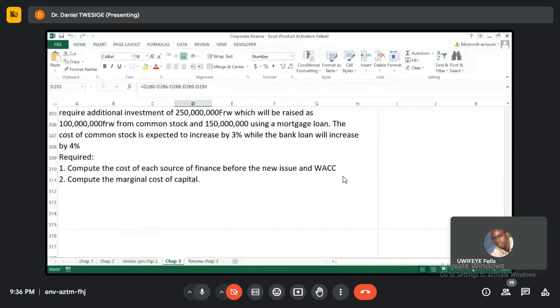The required is to compute the cost of each source of finance before the new issue and the WACC. Then compute the marginal cost of capital.